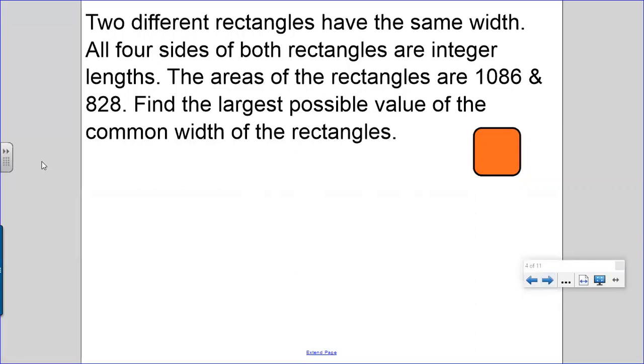So here's a problem for us. Two different rectangles have the same width. All four sides of both rectangles are integer lengths. The area of the rectangles are 1,086 and 828. Find the largest possible value of common width of the rectangles.